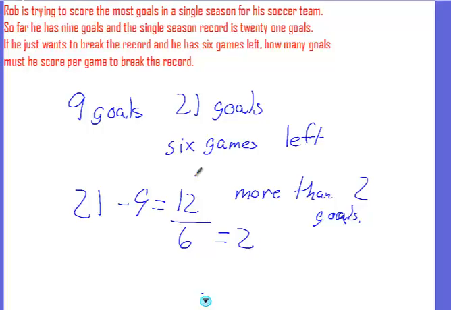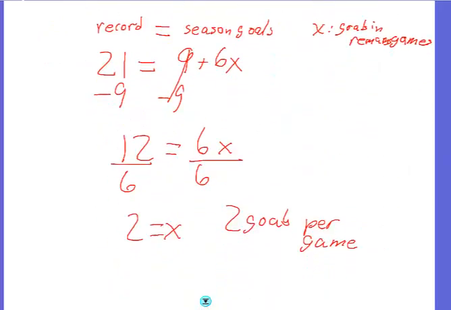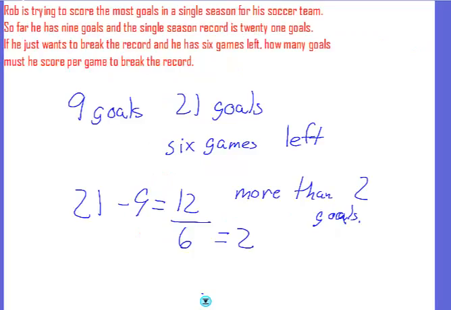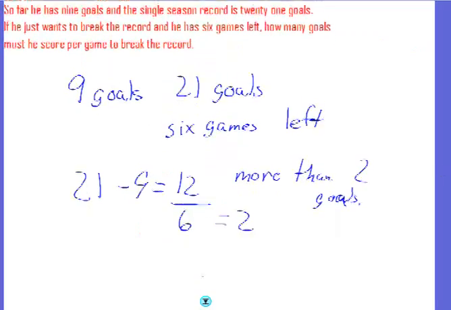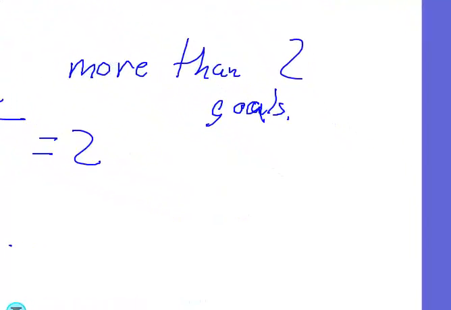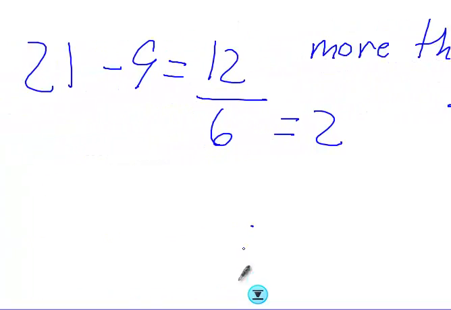If he scores 3 goals a game, if he scores 4 goals a game, if he averages 2.5 goals a game, he's still going to break the record, okay? And that's the whole idea behind inequalities. Instead of just having one singular answer, like an equation does, because when you solve the equation you get x equals 2, all right? You're going to get a lot more than one answer, because as long as he scores more than 2 on average, so 2.1, 2.2, 2.3, 3 goals, 4 goals, 7 goals, 1,000 goals, any of those numbers are going to be a correct answer in this scenario, because it'll give him more than 21 goals, which would be breaking the record.